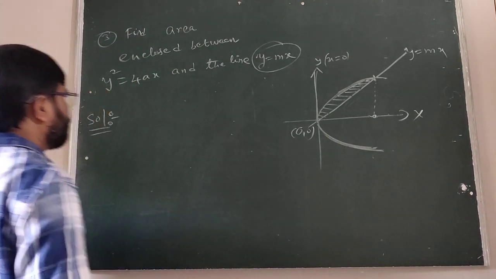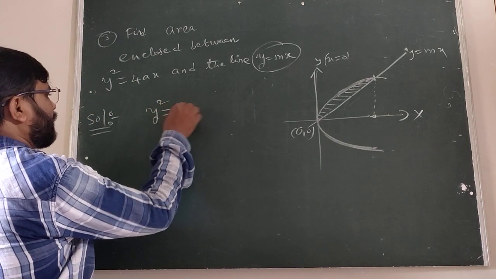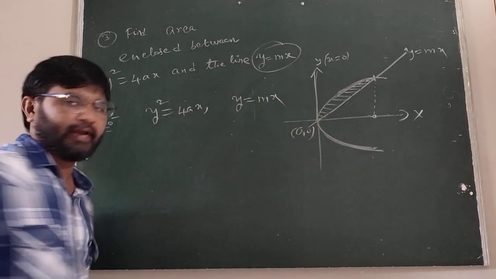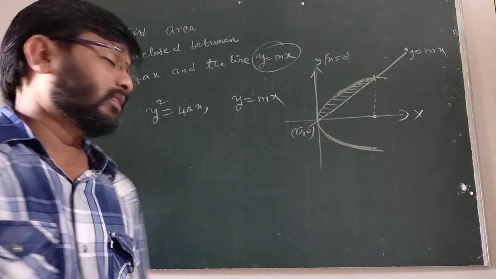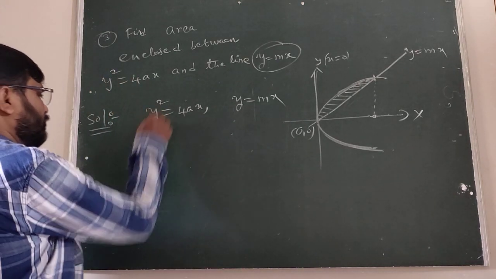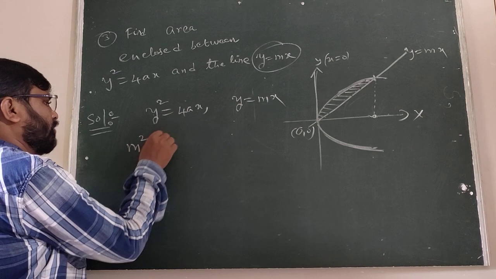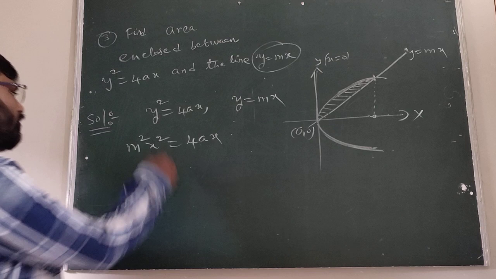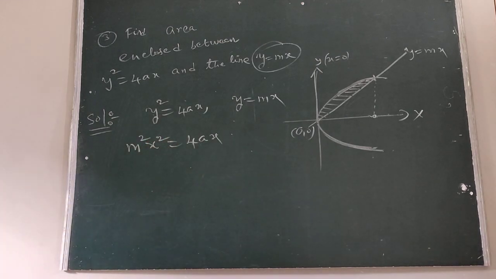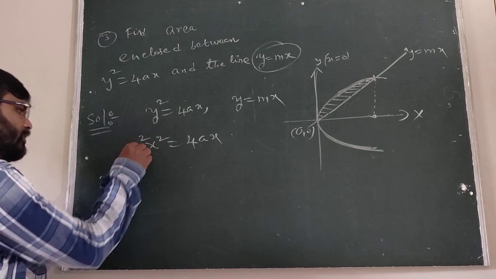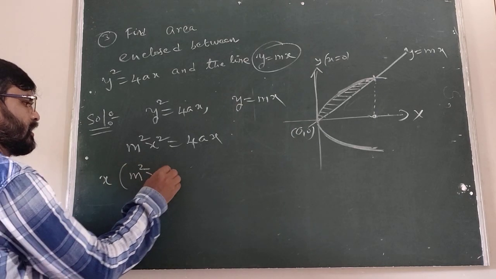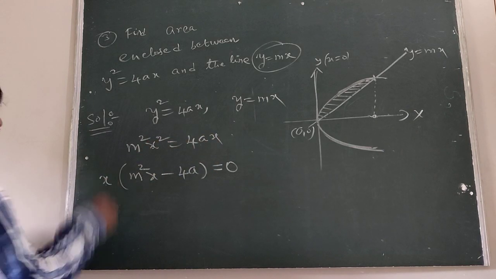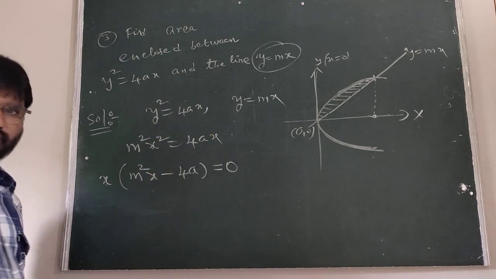Here the curves are given by y square equals 4ax and the other curve is y equals mx. Substitute y equals mx in this. Then it will be m square x square equals 4ax. After taking x common, we get x(m square x minus 4a) equals 0.